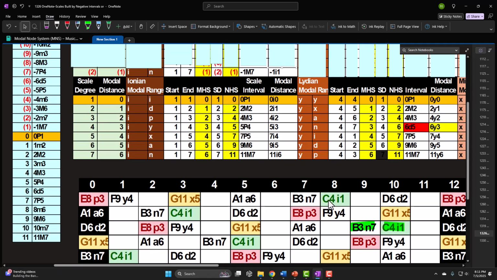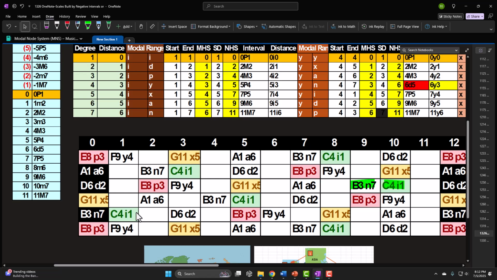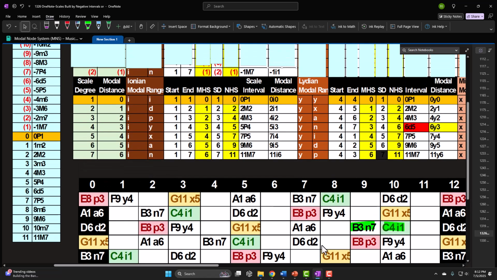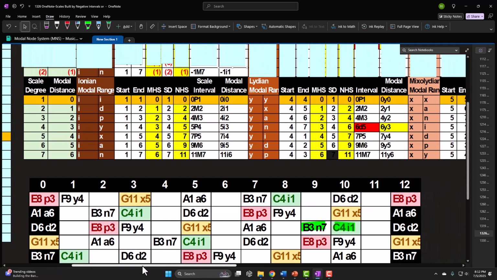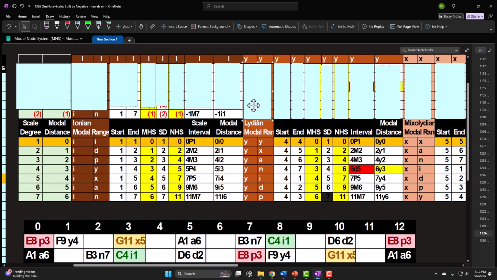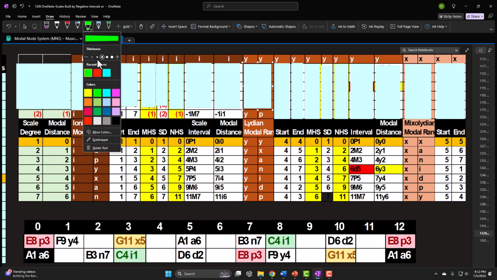So then, of course, if I went forward from the Ionian, it would be 1, 2, 3, 4, 5, 6, 7, 8, 9, 10, 11 to get to the Locrian. All right, so let's go through all of them. Let's say I go to the Lydian, which is the other major mode, and let's make it red. So we'll make Lydian red.